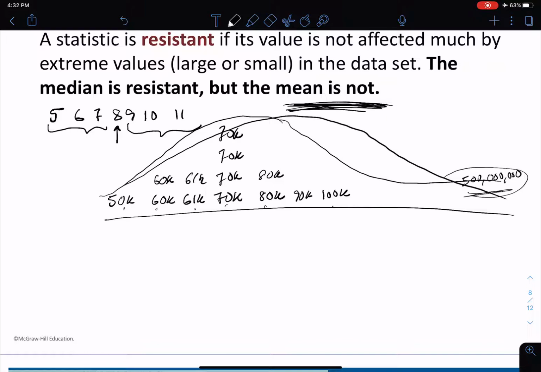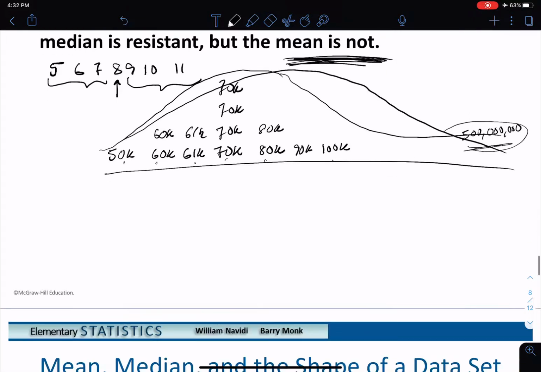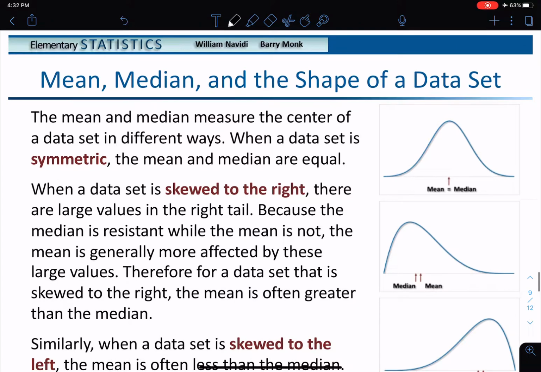And so the reason why I'm talking about that is because we've got these data points here, mean and median, and the shape of data. Okay, so the mean and median measure the center of a data set. They measure the center in different ways. When a data set is symmetric, the mean and median are equal. So when you have this perfect bell shape or normal distribution, it turns out that the mean and median are exactly equal.